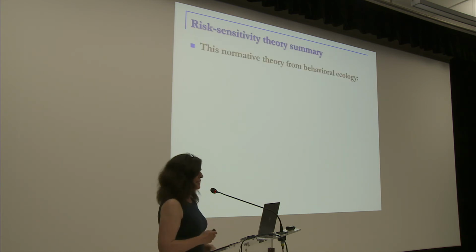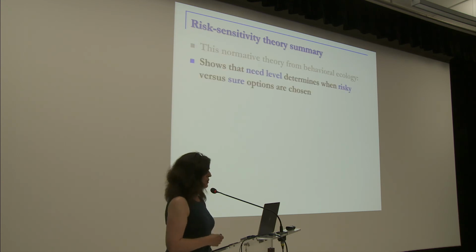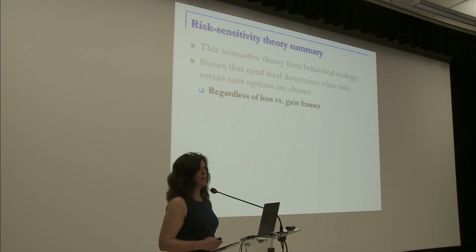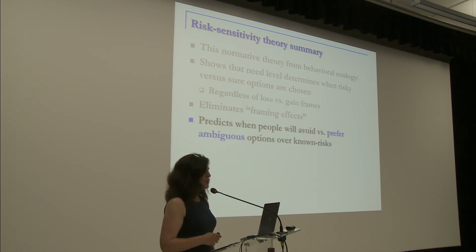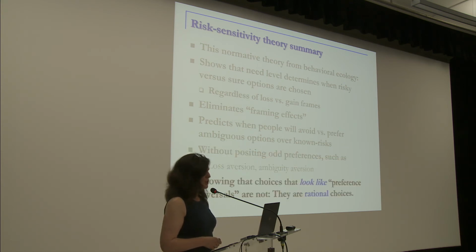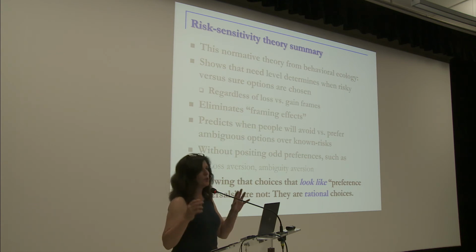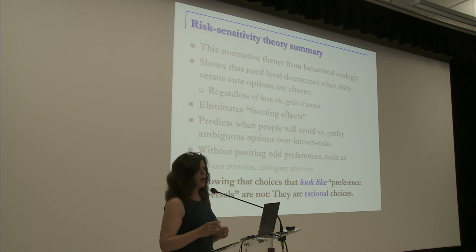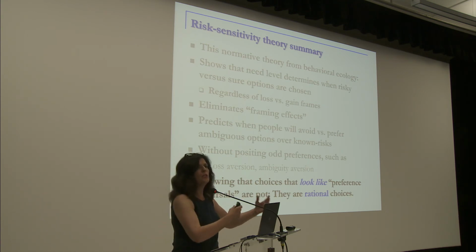So to summarize the risk sensitivity theory, this normative theory from behavioral ecology shows that the need level determines when risky versus sure options or low variance options are chosen, regardless of loss versus gain frames. Those frames become irrelevant. It eliminates framing effects. It predicts when people will avoid versus prefer ambiguous options over known risks, without positing odd preferences such as loss aversion or ambiguity aversion. And it shows that choices that look like they're preference reversals are not. They're rational choices, given what your preference is, what I need to accomplish.